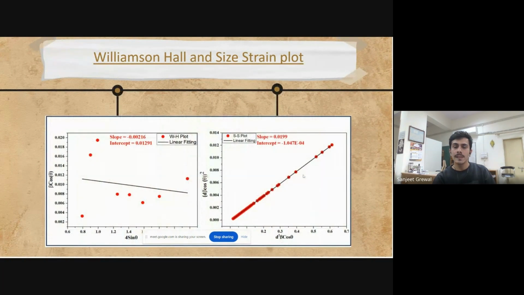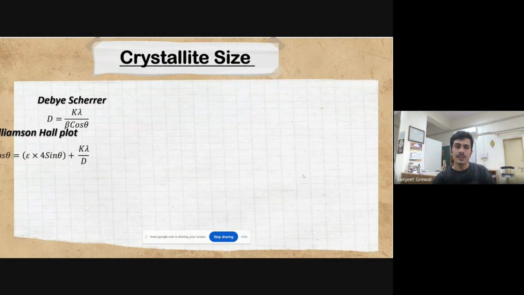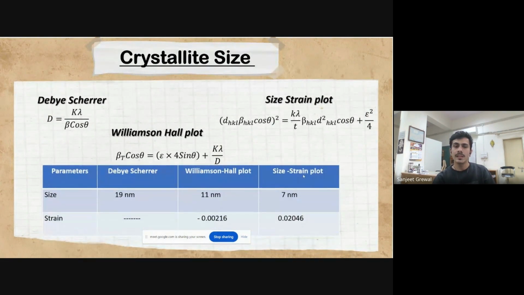Williamson Hall plot and size strain plot were also plotted, and using the values of slope and intercept for both, the crystallite size was calculated. The crystallite size was calculated using the Debye Scherrer method, Williamson Hall plot, and size strain plot using the equations given. And the crystallite size came out to be 19 nanometer, 11 nanometer, and 7 nanometer respectively.